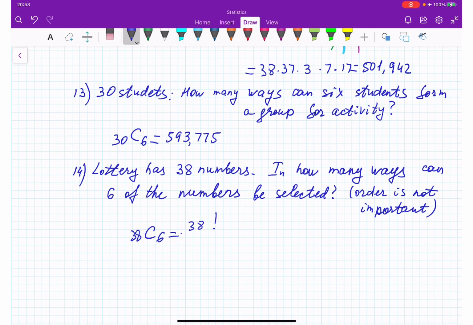38 factorial over 38 minus 6 factorial times 6 factorial. And that's going to be equal to 2,760,681. Okay, and lastly, number 15.